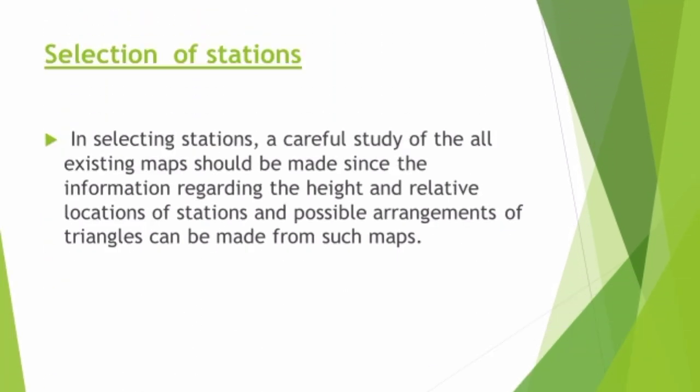So, next, selection of stations. For each triangle we will be needing 3 stations, triangulation stations. If it is a hexagonal shape, we will be needing 6 stations each. So, how do we select these stations? For selection, we will need to study existing maps of all the topographical area and the structures, and all the possible arrangement alternatives should be studied to select all the stations.